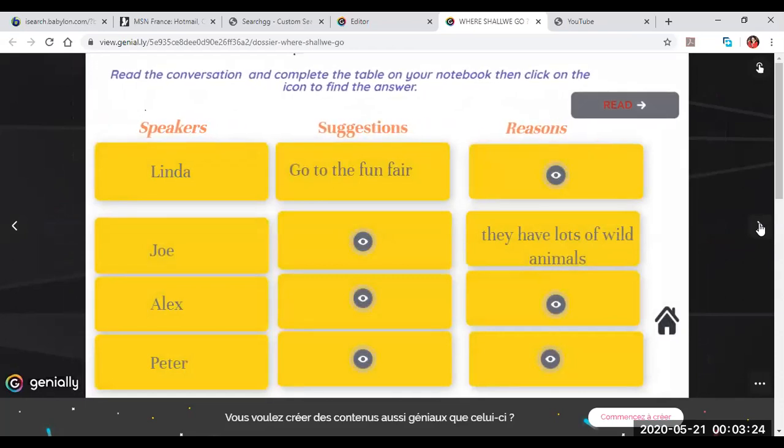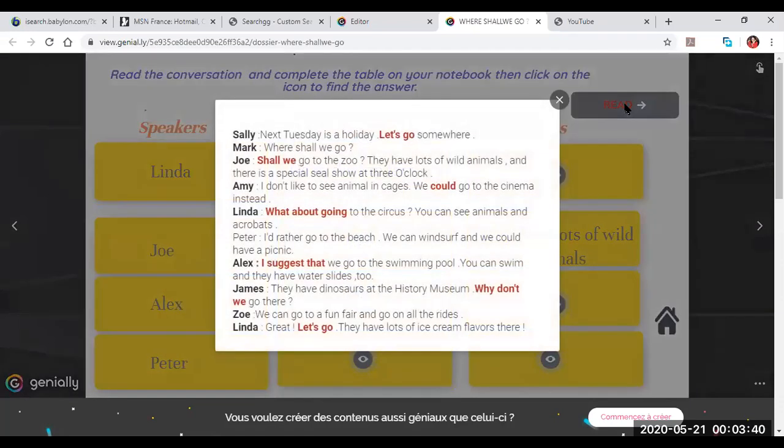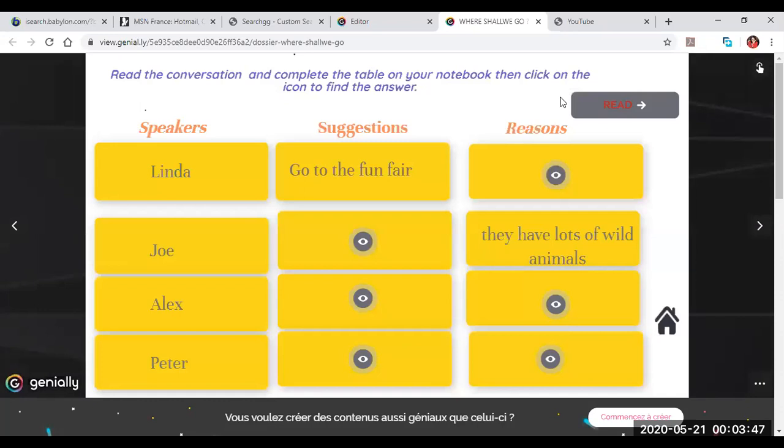Now it's time for reading, and this time you are going to read a dialogue about different people talking about leisure time and favorite hobbies. The reading is here. You can browse it and stop the video to read it carefully as much as you can. Then go back to the table where you are expected to complete it on your notebook. Then click on the icon to find the answer.